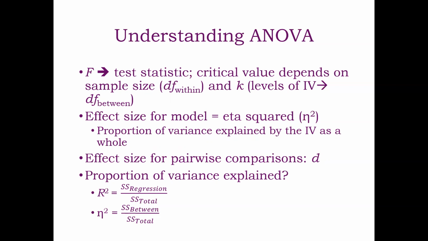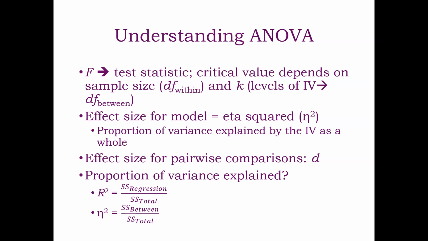Your effect size for the model is eta squared. Effect size just tells you how big the difference is, in this case how much of the variance is explained by the independent variable as a whole, right? Which is the same as your R squared for regression. For pairwise comparison, if we have a significant F test, then we look at pairwise comparisons to figure out which 2 or more differ significantly. We use Cohen's d for those. That just tells you the magnitude of the difference between these 2 individual means, right?